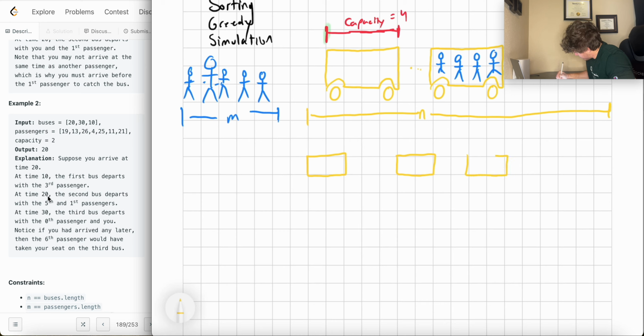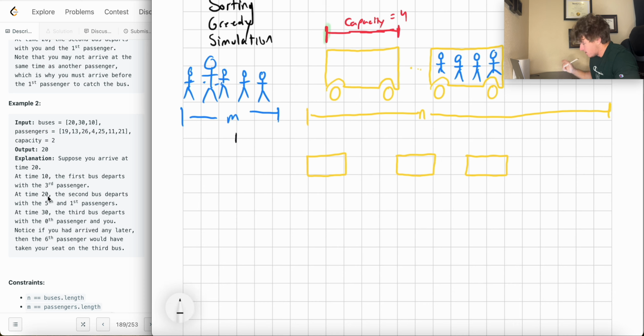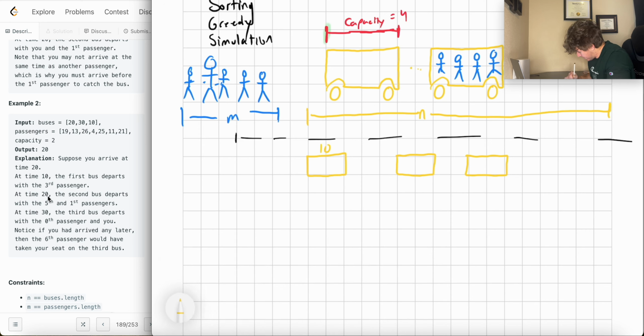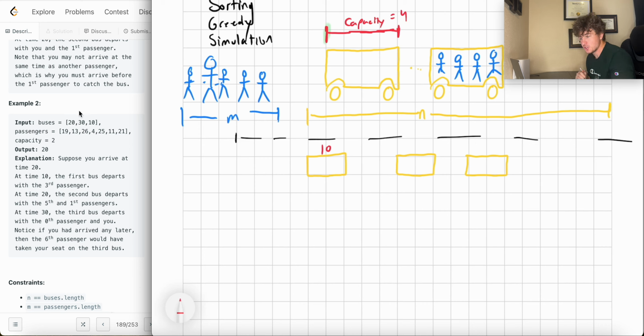The first thing I'm going to do is make sure that this situation is sorted. If we think of this as a timeline, not to scale, the first bus that's going to arrive is at time 10. We'll draw that up here, in a different color. So this bus arrives at time 10, the next bus will arrive at time 20, and the next bus will arrive at time 30. I can at least make them equally distant from each other, because they're 10 apart.